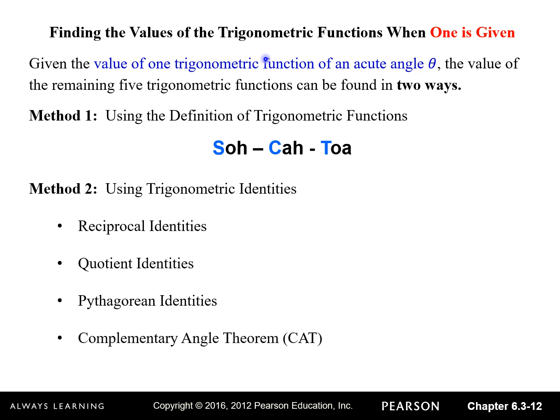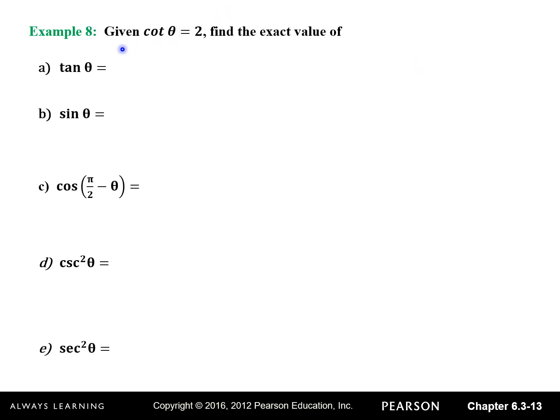In finding the values of trigonometric functions when one is given, you can use any of the methods here. In method 1, you can use the definition of trigonometric functions, or the mnemonic SOH-CAH-TOA, or you can use trigonometric identities like reciprocal identities, quotient identities, Pythagorean identities, or the complementary angle theorem, commonly called CAT. For example, given one trigonometric function, cotangent theta equal to 2, find the exact value of the following. In finding the exact value, do not use a calculator to find theta because it will give you non-terminating and non-repeating decimals. It will also defeat the purpose of using identities and definitions of trigonometric functions.